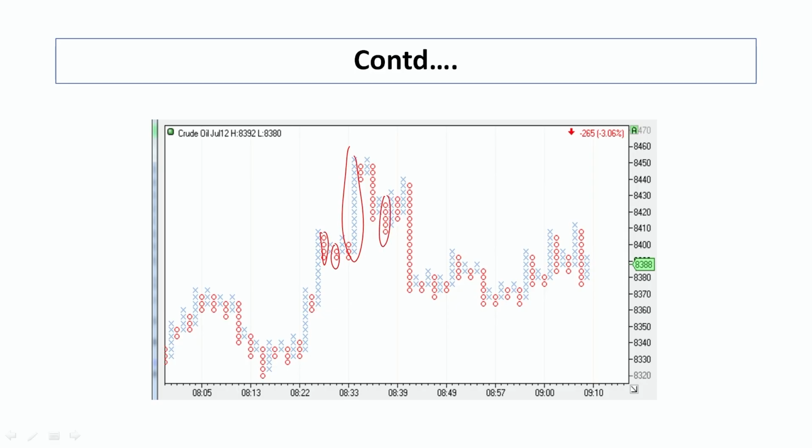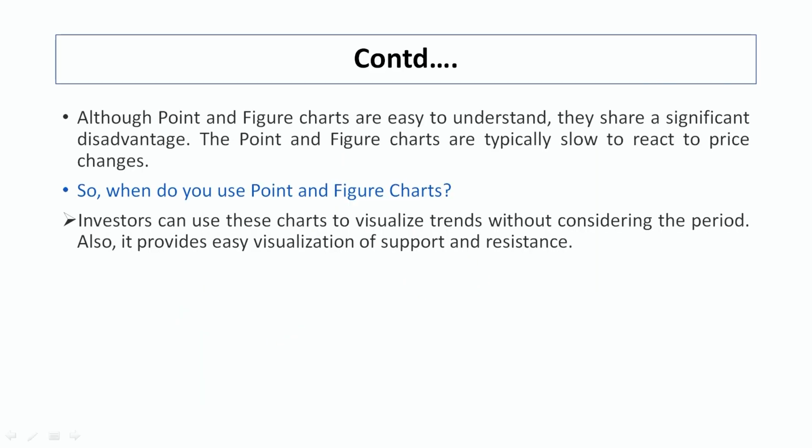To explain this further, you need to go through the technical analysis books to understand it in a much better way. So what are these particular figures explaining, what are the 3 O's explaining, or what are the 5 O's explaining to us. Although point and figure charts are easy to understand, they share a significant disadvantage.